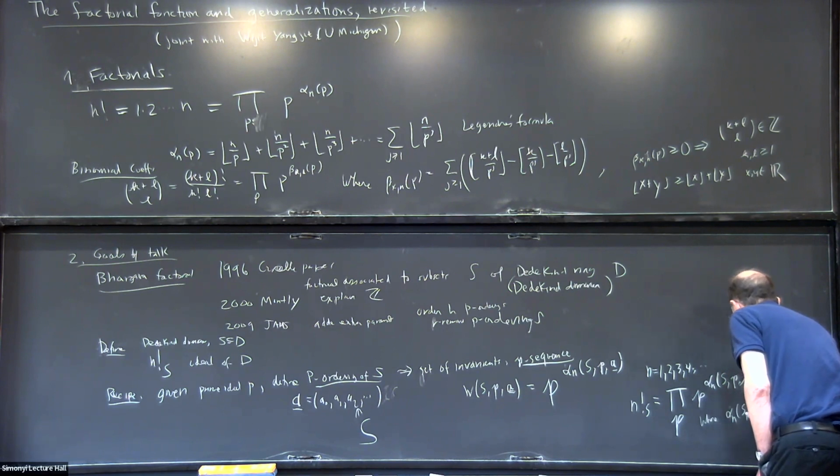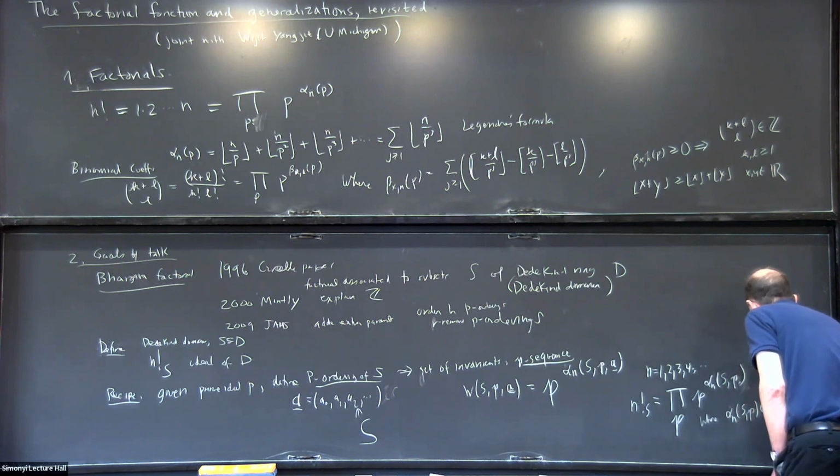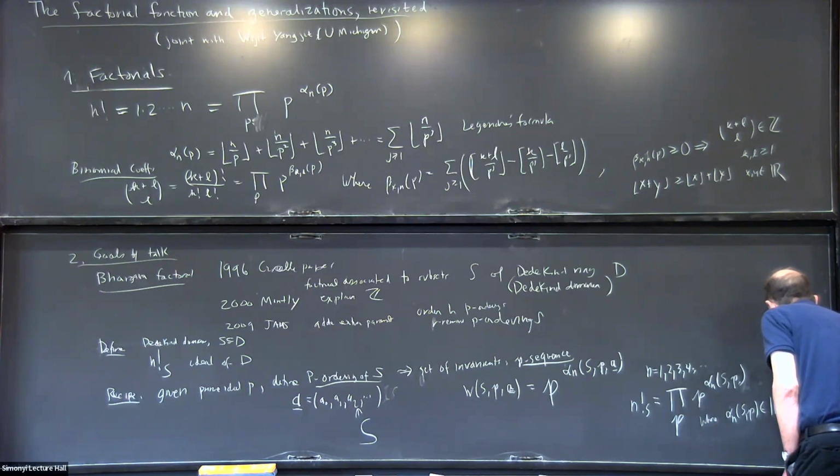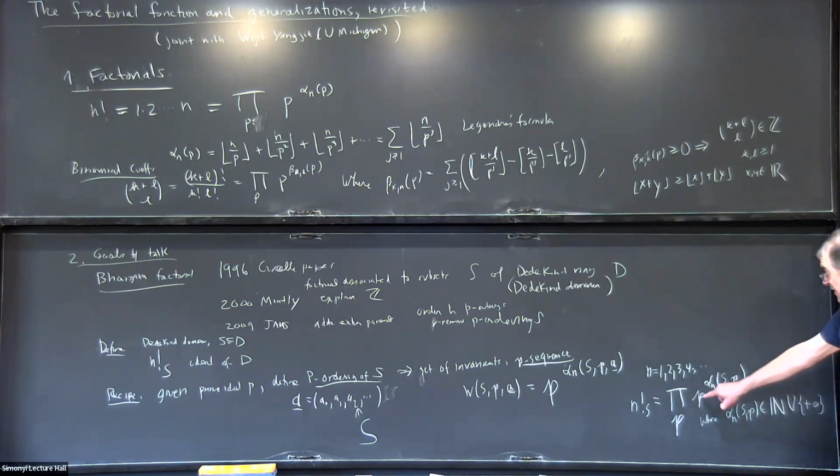Where a sub n of SP is some exponent, and it will be a positive integer or it will be plus infinity. If it's plus infinity, we are raising a prime ideal to an infinite power, and that will be 0. The ideal will shrink to be 0. So that will be the convention on that. And then of course, n factorial of S will then be 0 also.